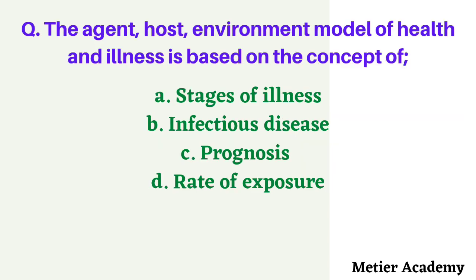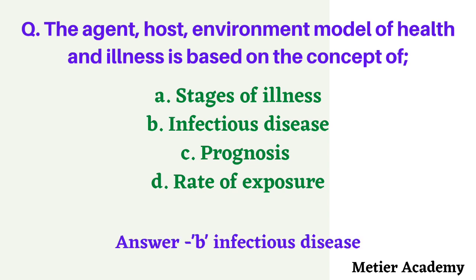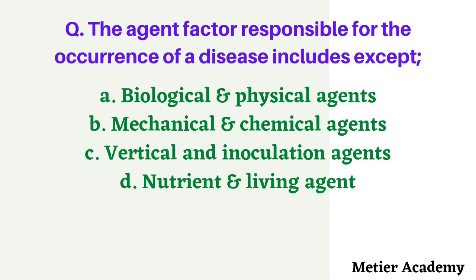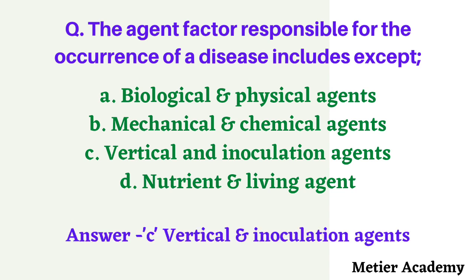The next one is, the agent host environment model of health and illness is based on the concept of stages of illness, infectious disease, prognosis, rate of exposure. And here the correct answer is option B, infectious disease. The next one is, the agent factor responsible for occurrence of a disease includes except. Options are biological and physical agent, mechanical and chemical agent, vertical and inoculation agent, and the last one is nutrition and living agent. And here the correct answer is option C, vertical and inoculation agent.